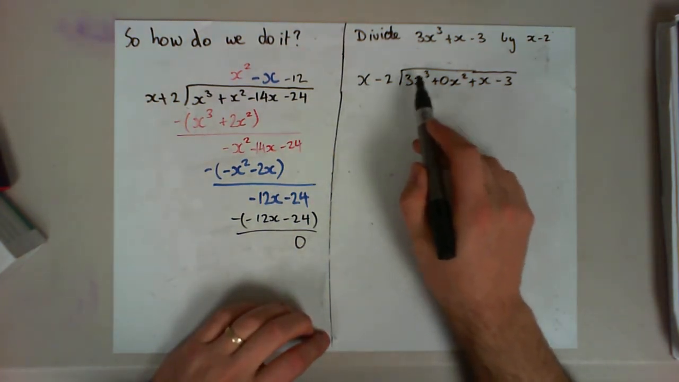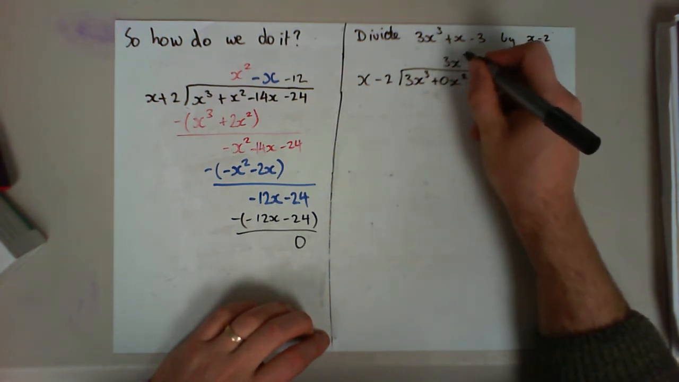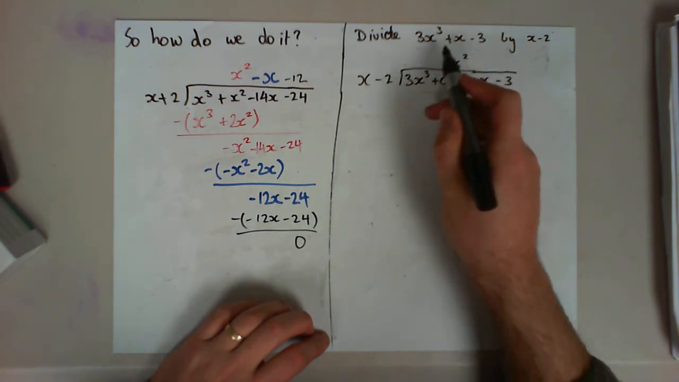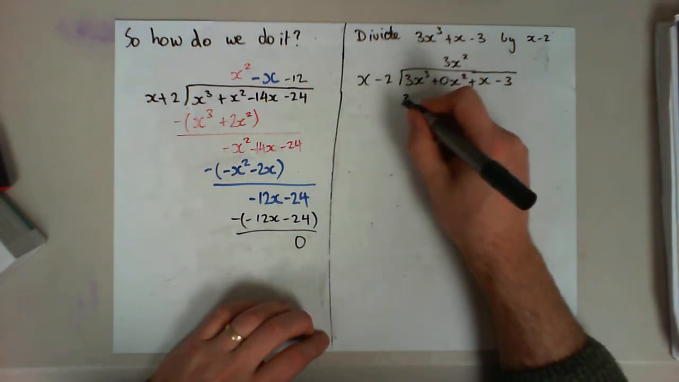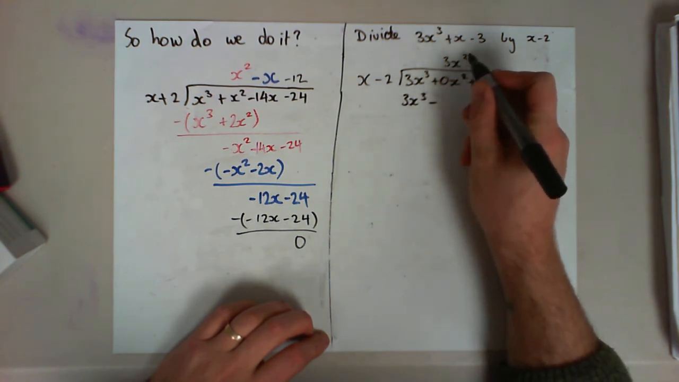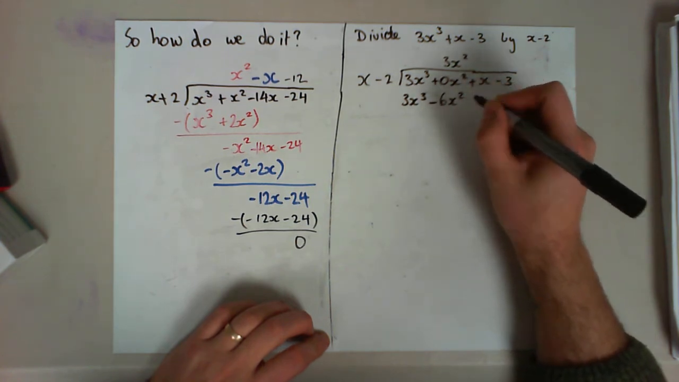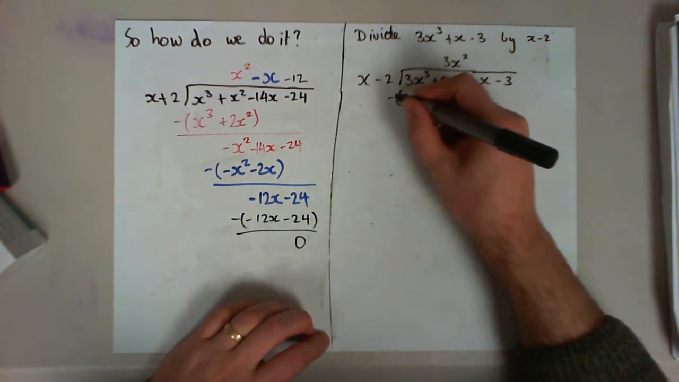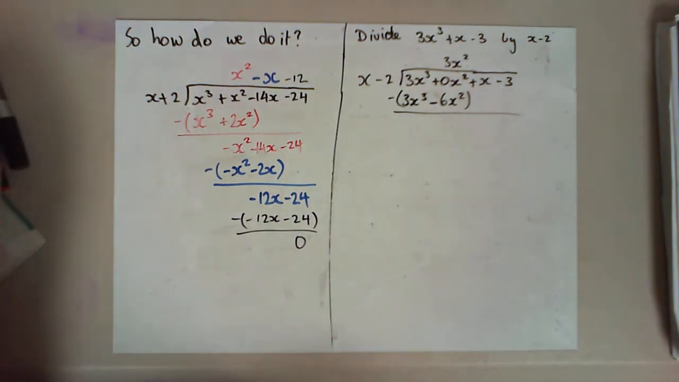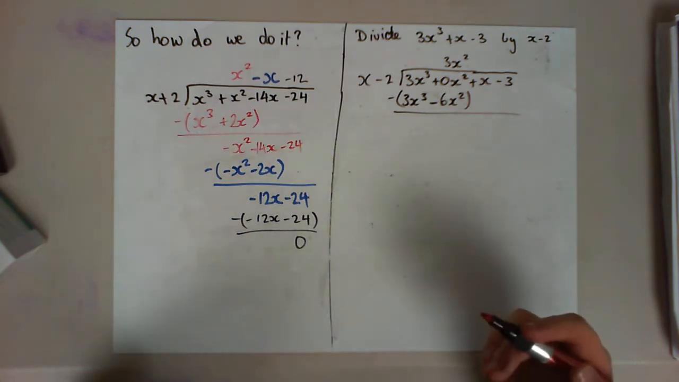Divide 3x cubed by x is going to leave us with 3x squared. Okay. Notice I lined up with my x squared. Multiply back through: 3x cubed, and then 3x squared times negative 2 will give us negative 6x squared. Bracket, bracket, take away, line underneath. Nice process. Changing colours. Okay. Now you don't have to change colours, but it can be a really good idea when you're first learning.